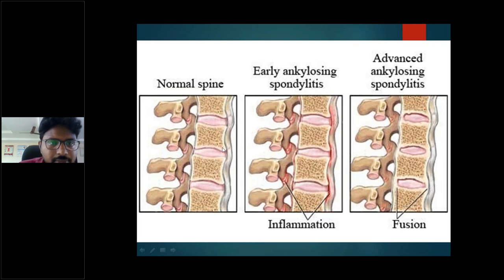So this is the normal spine, and this is early ankylosing spondylitis. There is inflammation. This is detected by MRI. If you want to diagnose at this stage, you have to go for MRI. When there is advanced ankylosing spondylitis, see the edges of the vertebrae here. There is an intervertebral disc here initially. Here what happened? This syndesmophyte caused fusion of the two vertebrae. This is annulus fibrosus. So advanced stages you can diagnose with the help of X-ray.